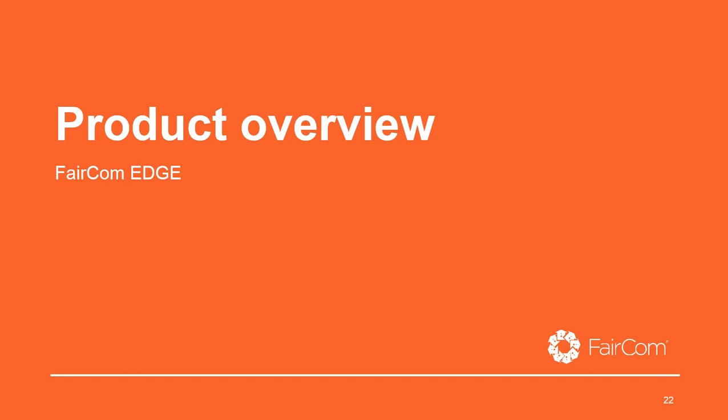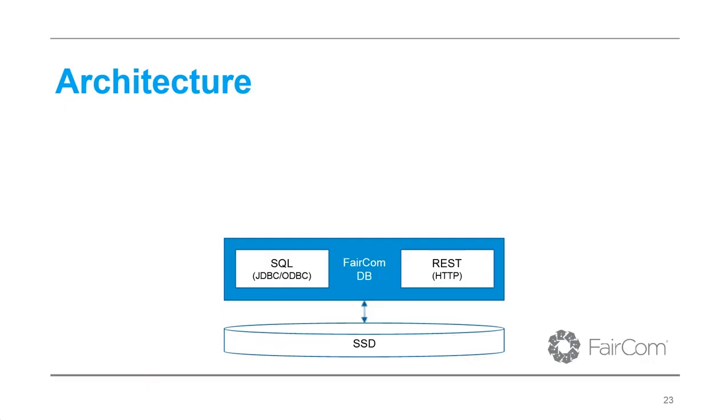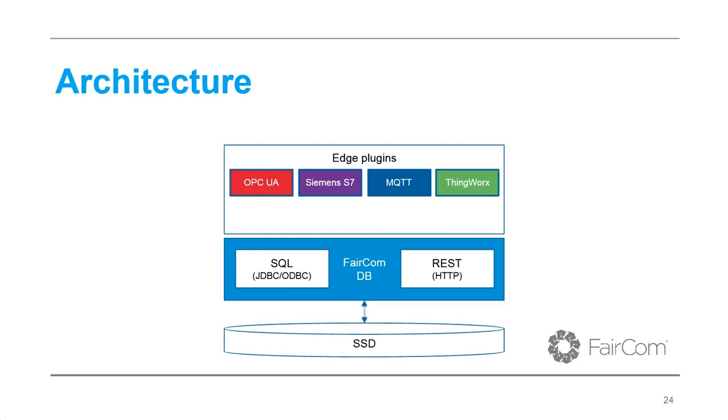So that gets us to the product overview. I want to talk a little bit about FairCom Edge, and these first few slides are the architecture. I'll show you how we piece this together. It starts with FairCom DB, that's our database. Lightweight, high performance, extremely optimized, portable, can run anywhere. It has SQL, as you would expect, and also has a REST API for HTTP access. And then on top of that, we have a set of what we refer to as Edge plugins.